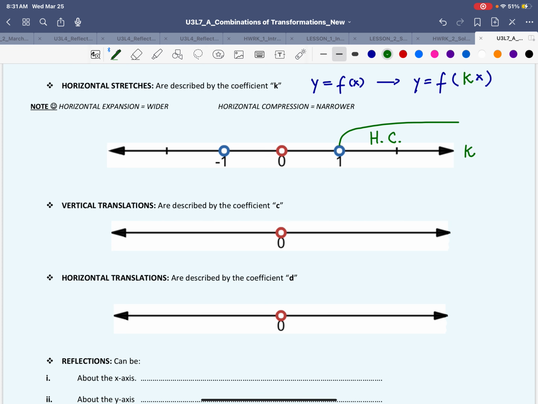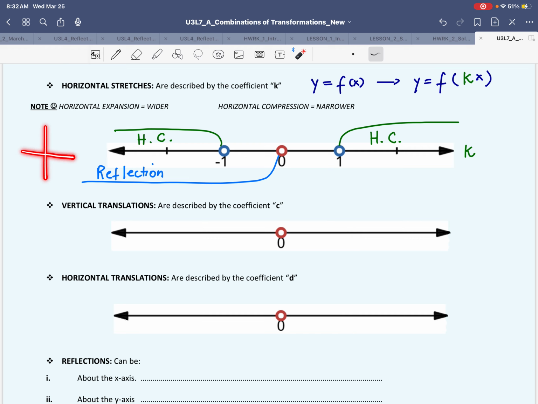Now, if values of k are less than -1, the same thing is going to happen. There will be a horizontal compression, but along with it, the function will undergo a reflection. The reflection is caused by the negative sign only. Remember, the x values are changing to become negative, so they go from one side of the y-axis to the other.